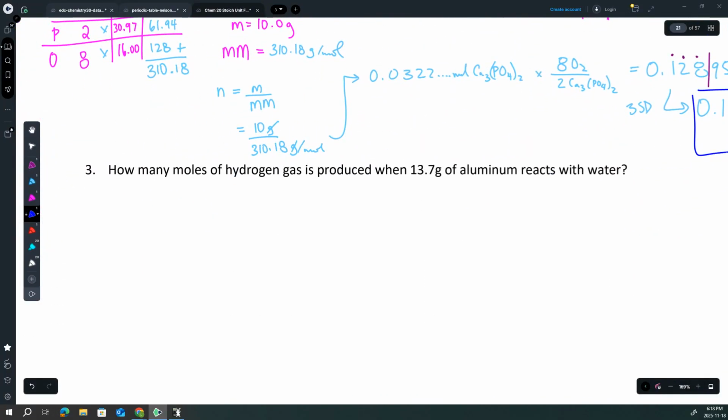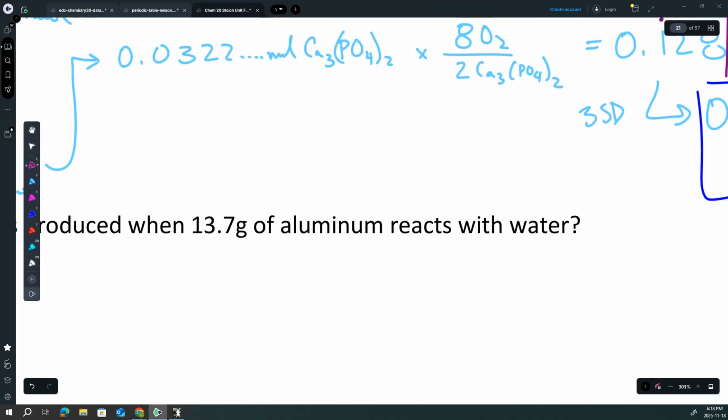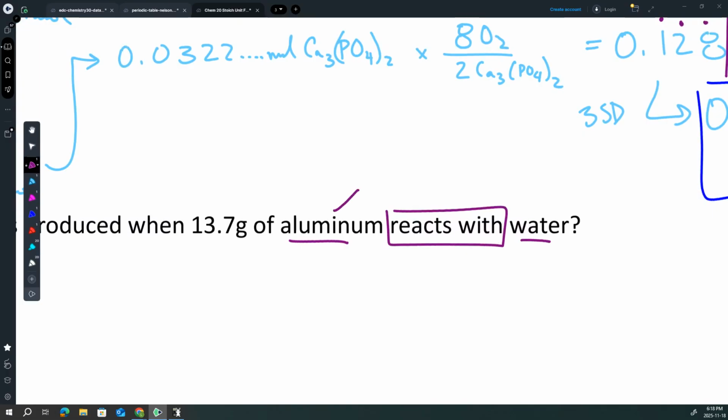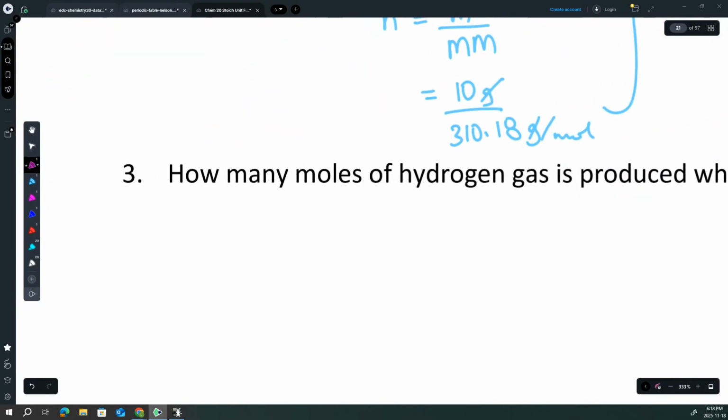All right, next one. How many moles of hydrogen gas is produced when 13.7 grams of aluminum reacts with water? Okay, so I'm going to focus on that last part there. Aluminum reacts with water. So these two substances are your reactants. How do you know? Because of the words reacts with. Okay, so let's get that started.